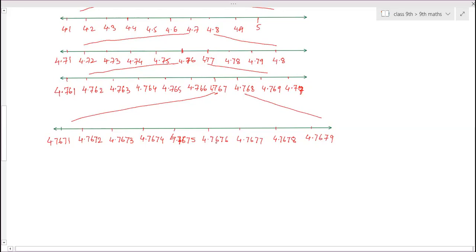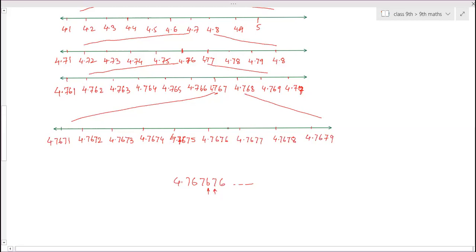Now we got 4.7676. 4 decimal places already we got, but this number is not exactly the required number. After that, 4.767676 and so on, it is increasing. It has not stopped. So we will not get the proper number till 4 decimal places also. Till this part we have done. Now next will be the 7. After 6, the 7th one.